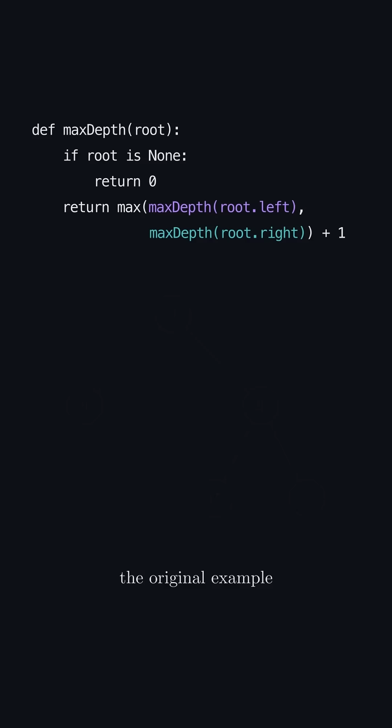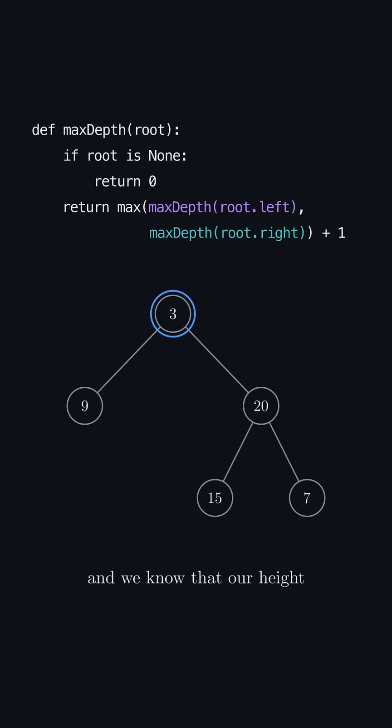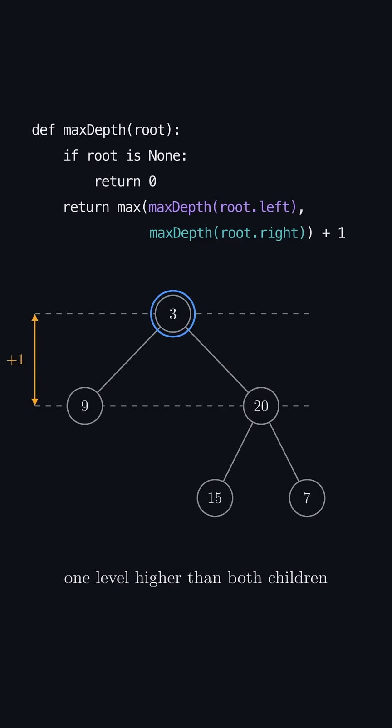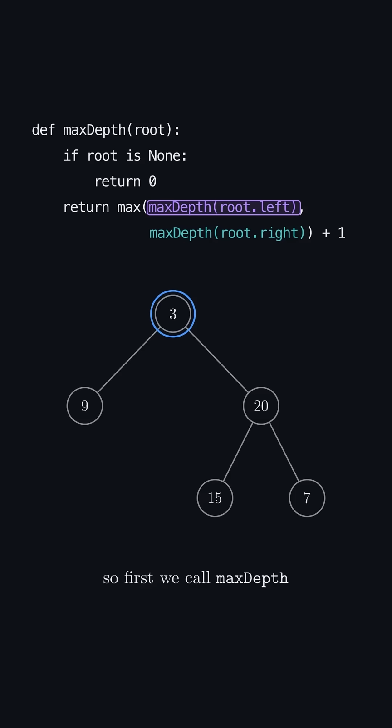Let's trace this through the original example. We start at the root 3, and we know that our height is equal to the height of the tallest child node plus 1. Again, since we are currently 1 level higher than both children. So first we call max depth on the root's left child, which is node 9. Node 9 isn't null, so we skip the base case and call max depth on node 9's left child. Now this value is null, so we return 0 back to node 9, which then calls max depth on its right child, which is also null, so we return 0.